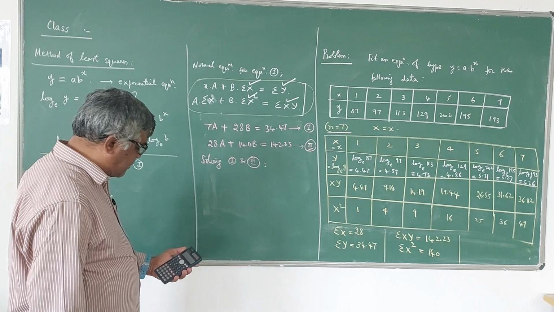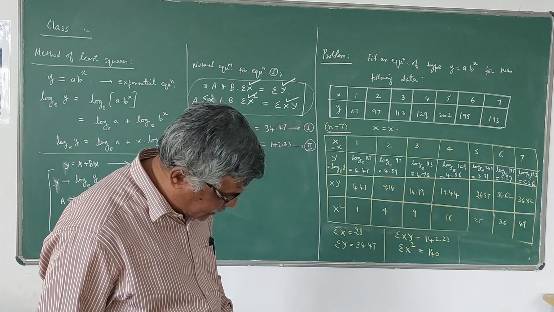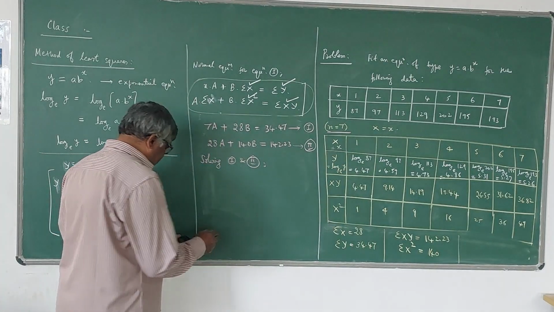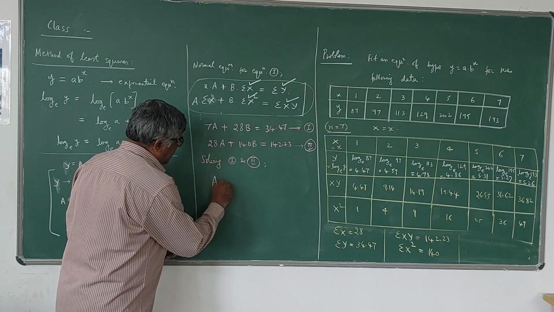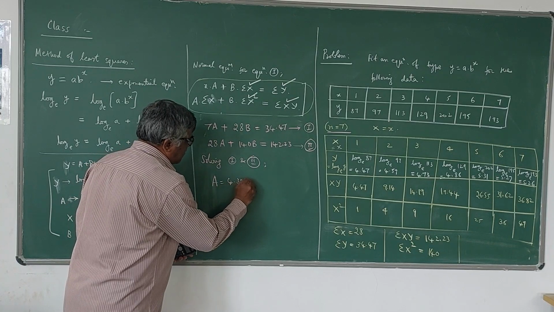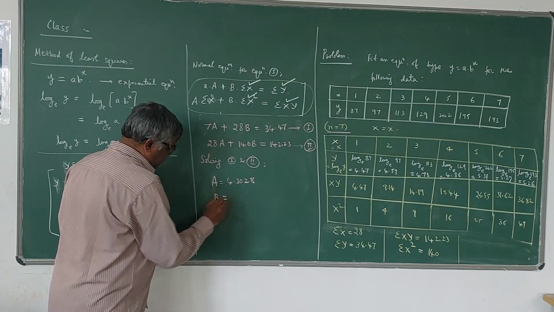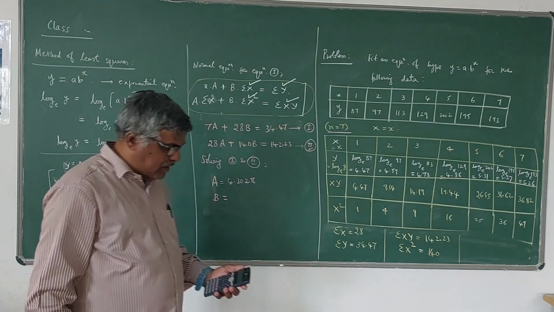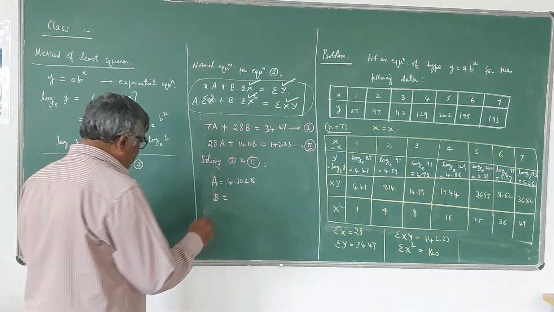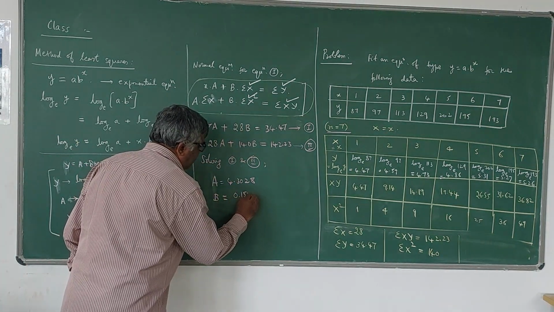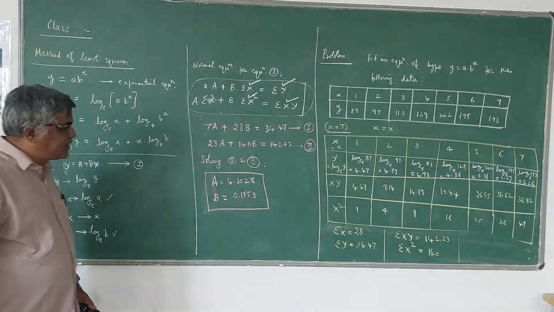So you get the x value as 4.3028, that is A. Then we will get y. The y value is B, 0.1553. So these two values are x is capital A, y is capital B.